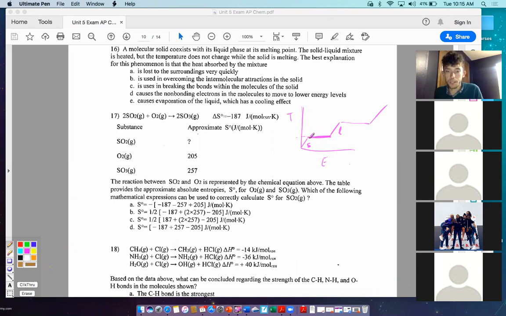I hope you remember our discussion about why that's true: all of the heat absorbed by the mixture is used in overcoming intermolecular attractions. This is a molecular solid, like ice. What's holding the particles of the solid together? Those attractive forces would be intermolecular forces. All the energy I'm adding to melt the solid is going to weaken and loosen those intermolecular forces. So the answer to 16 has got to be B. All the energy is used in overcoming those intermolecular attractions in the solid.